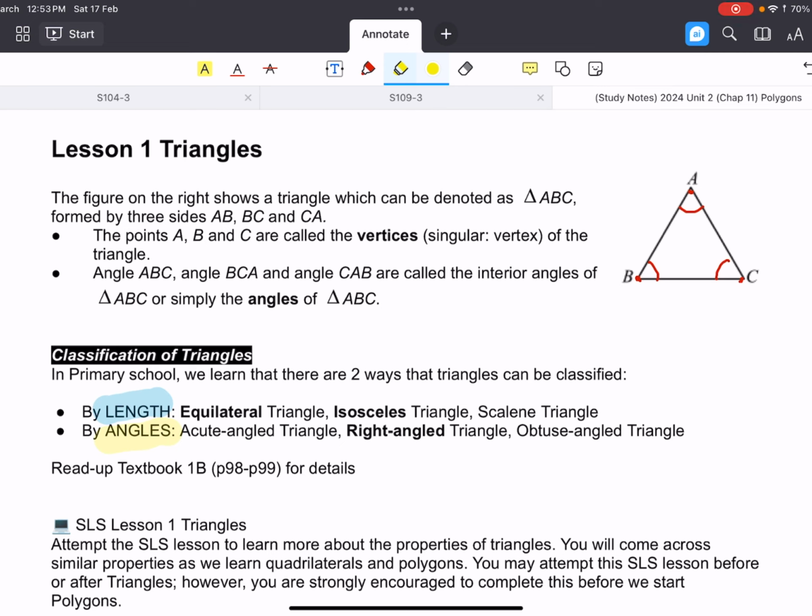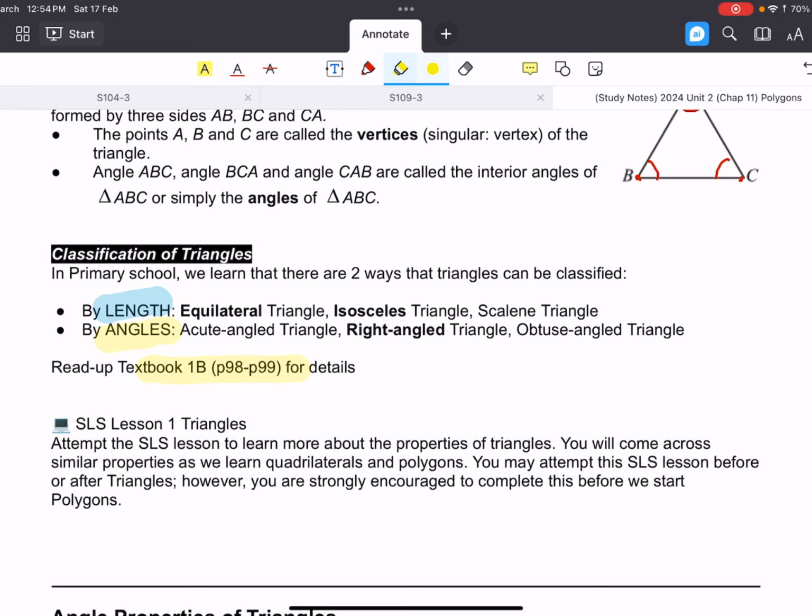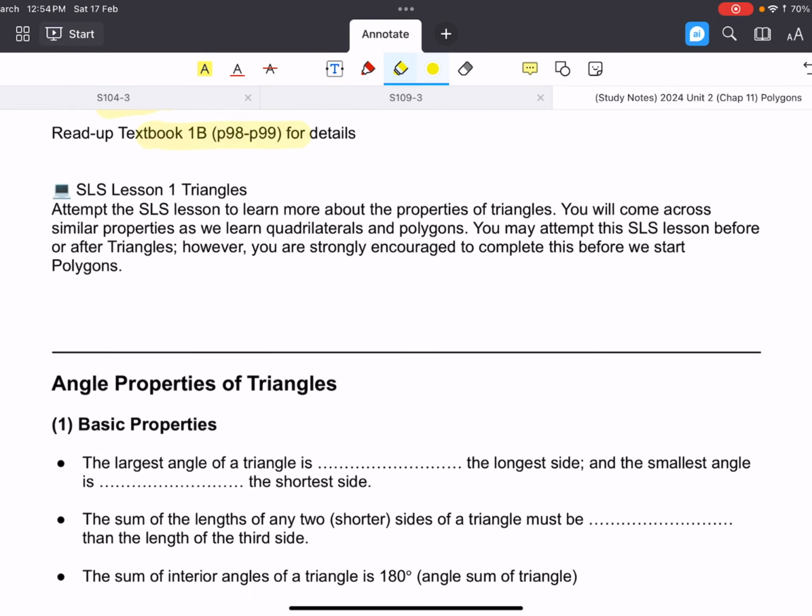Now, we can also classify them according to their angles. If the angles inside the triangle are all acute, we call it an acute-angled triangle. If one of them is 90 degrees, it's a right angle. And if it's more than 90 degrees, it's an obtuse angle. This information is also in your textbook, so do read it up to figure out more. There's an SLS lesson that you can attempt. I'll point the URL to you separately.